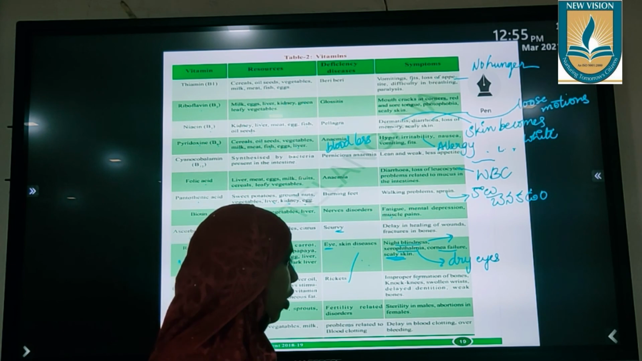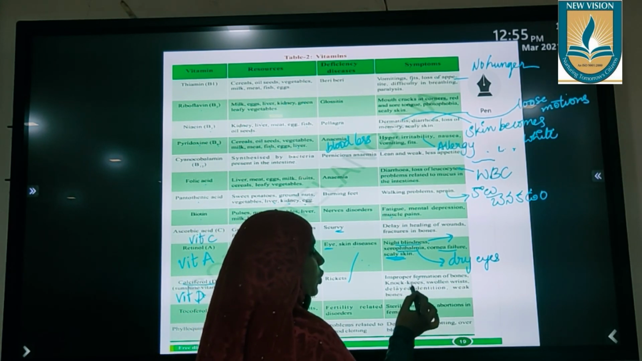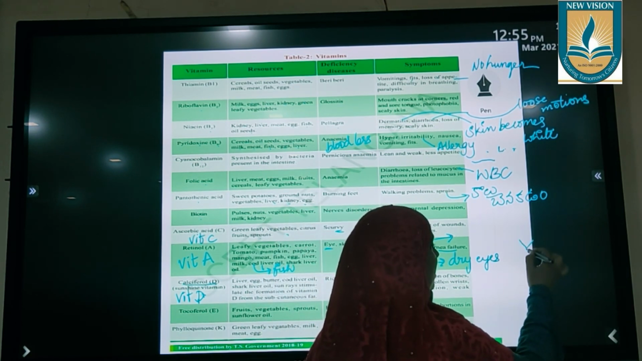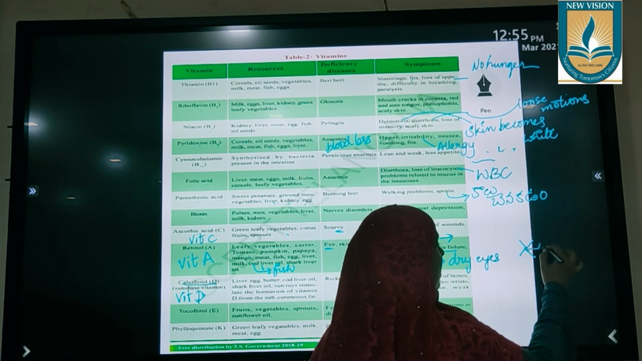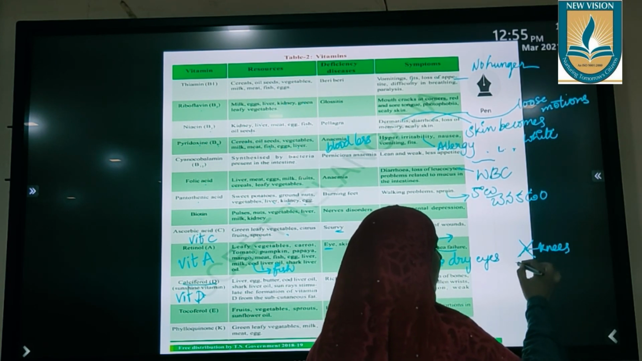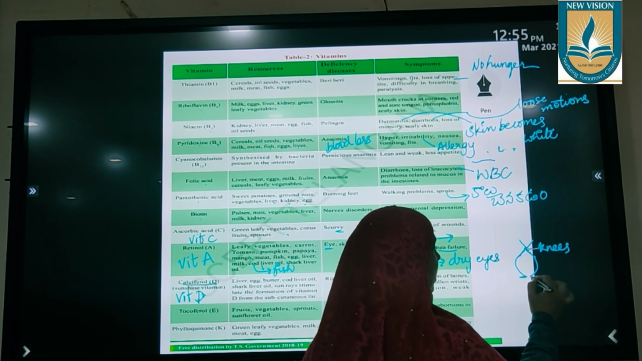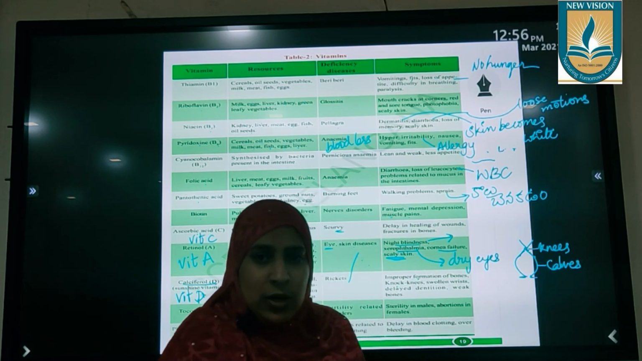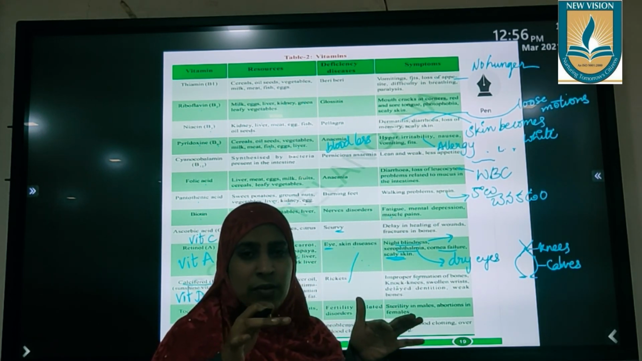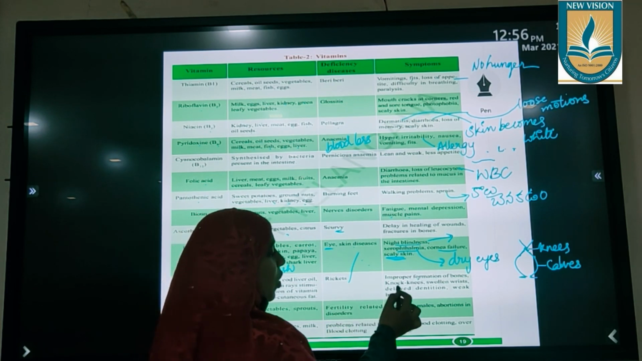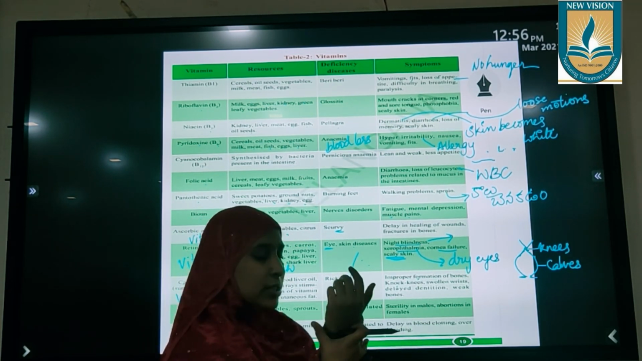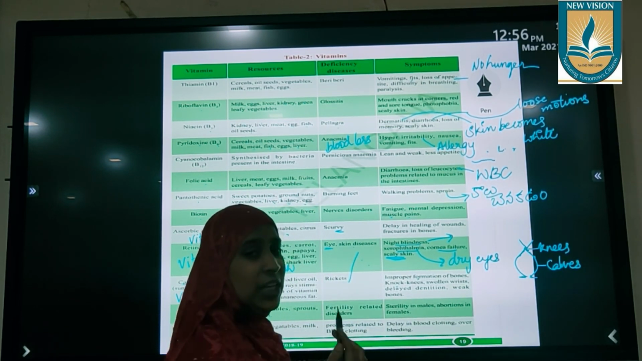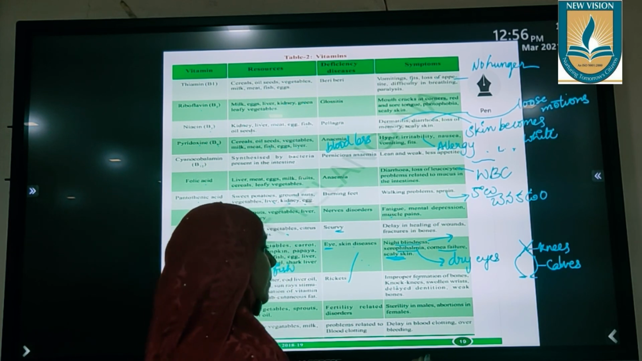Rickets is nothing but bones not being properly formed, improper formation of bones. Knock knees means some people have knees very close together near the knees, and the calves region is very far apart after the knees. This type of X-shaped knees is called knock knees. And swollen wrist. This wrist region is swollen for these patients. Delayed dentition. Teeth will not form fast, they form very late. Weak bones.